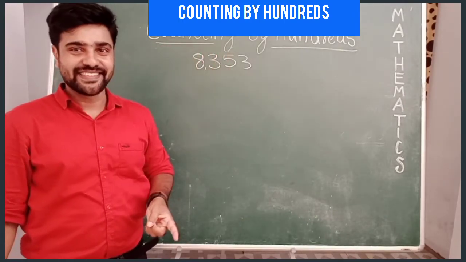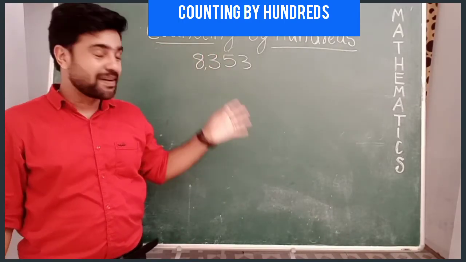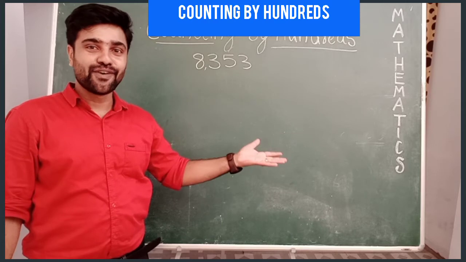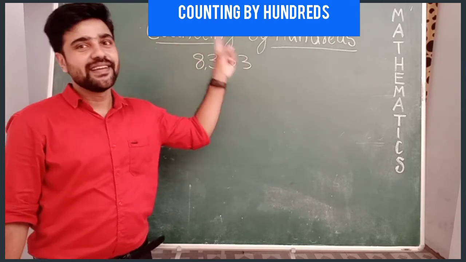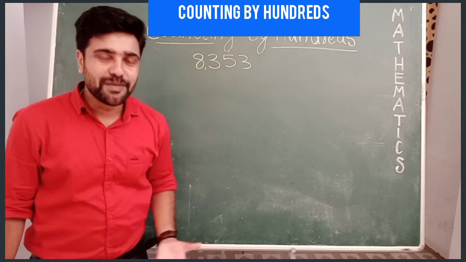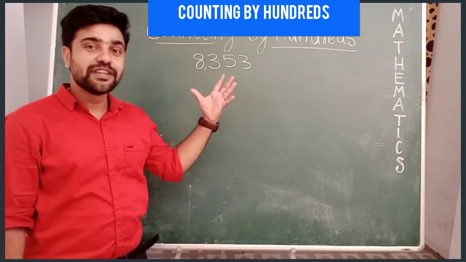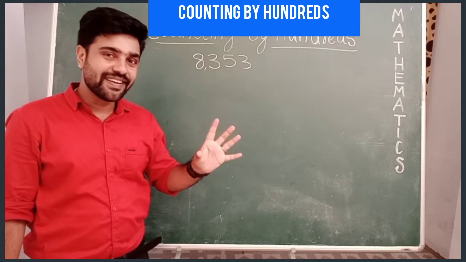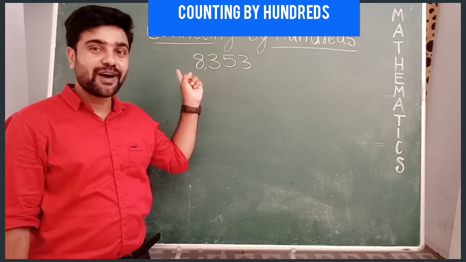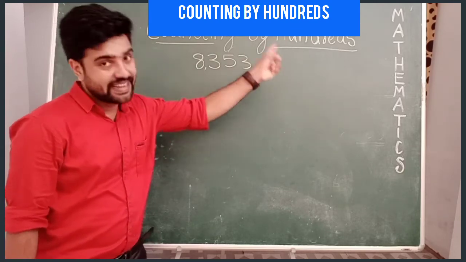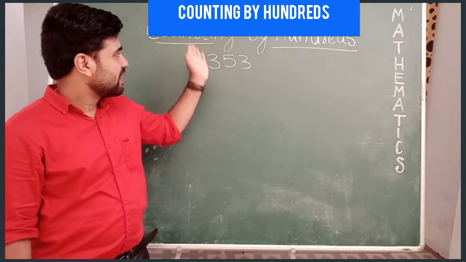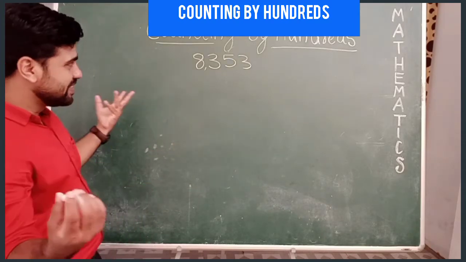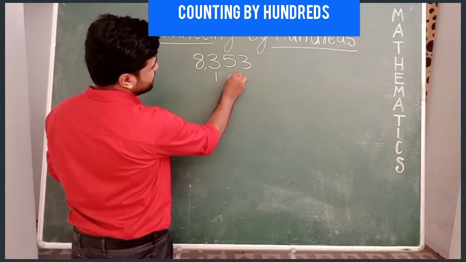Counting by hundreds. Sometimes you will get a number like this. Then we may be supposed to write the next 4 or 5 numbers counting by hundreds. Counting by hundreds means add 100 to the given number. That we already learned. It is familiar to us. We did the same calculation in counting by 10, and here we have to count a given number with 100. How to do the calculation? It is very easy. Add 100 to the given number.